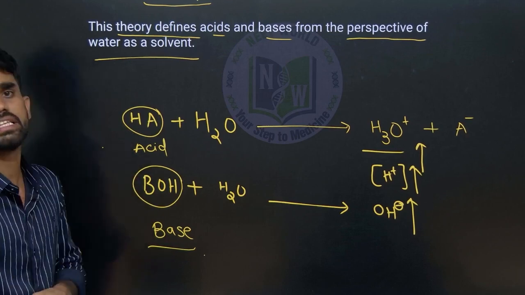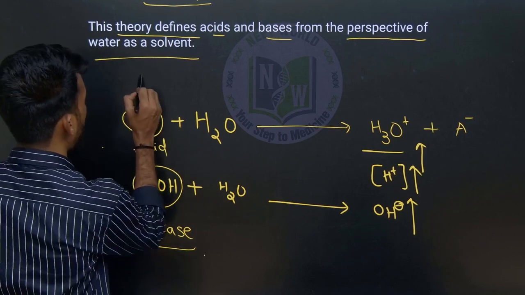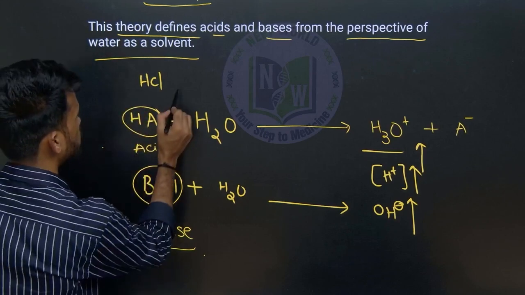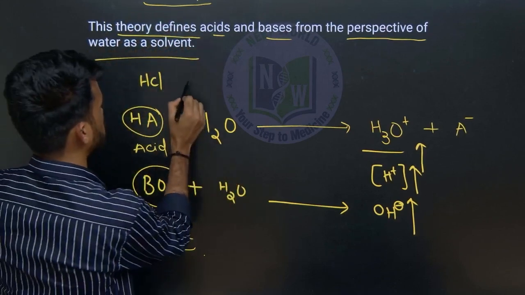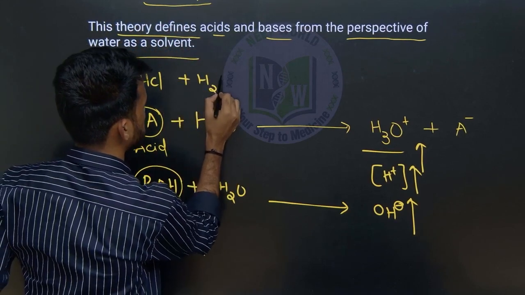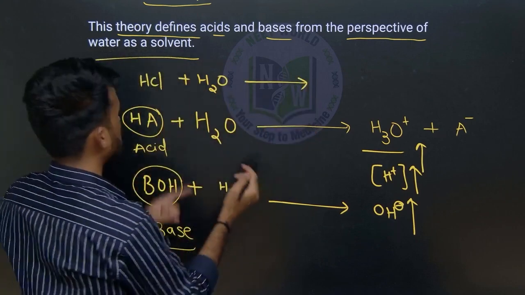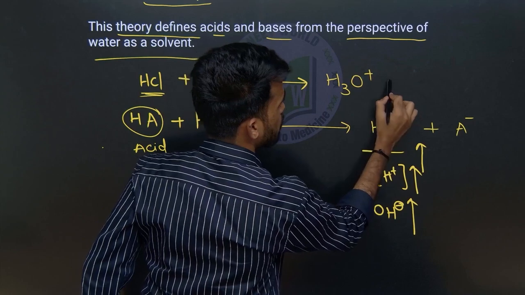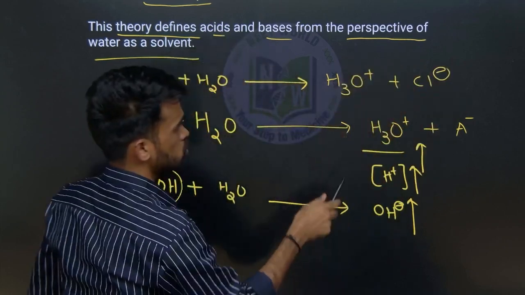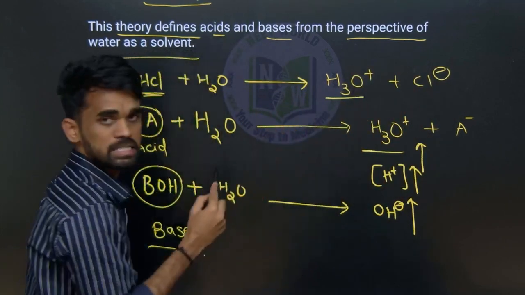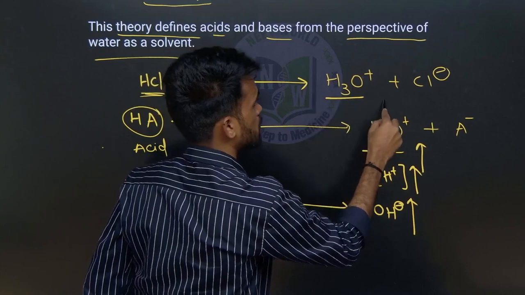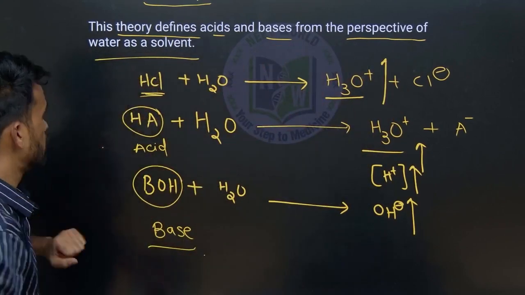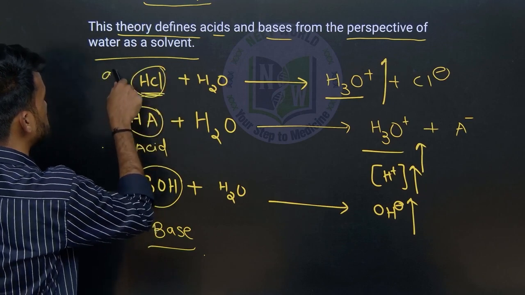Give me some examples for acid. Let us say I have HCl. HCl is an acid. Whenever we place this in water, it increases the concentration of H plus ions by releasing H plus ions, so it becomes H3O plus and Cl minus ion. See, H2O becomes H3O plus. It means I can say H plus ion concentration is increased. Now HCl is considered an acid.